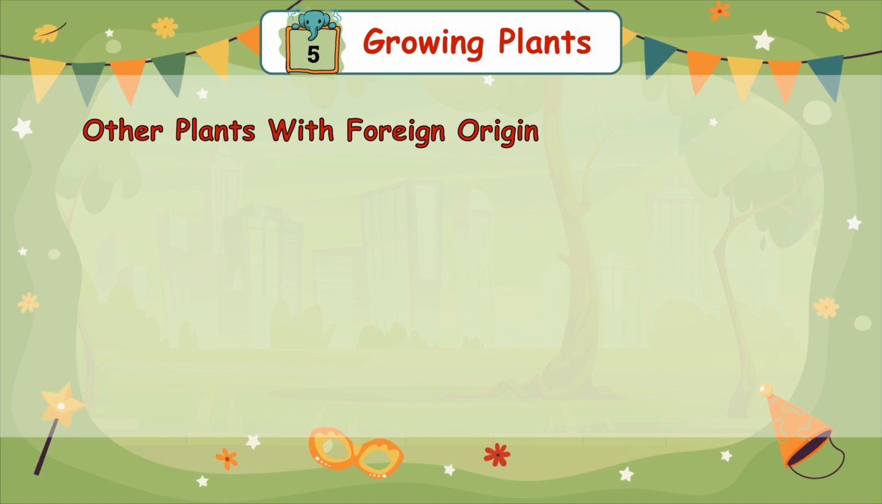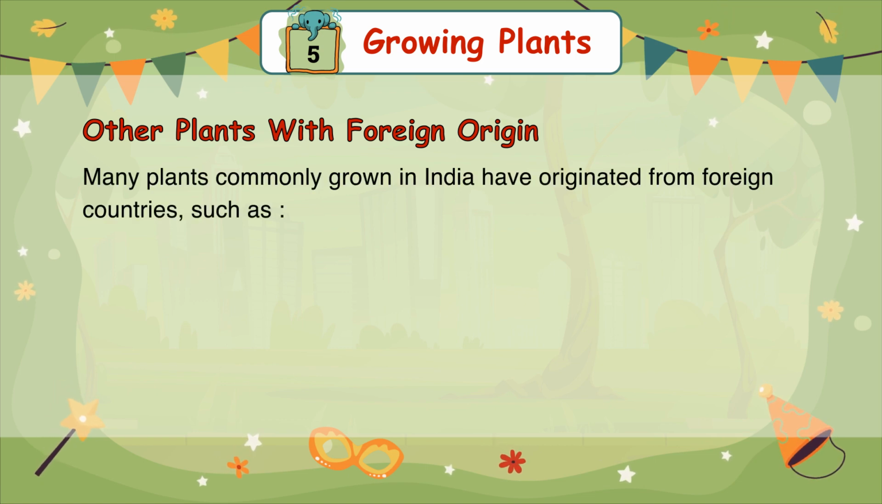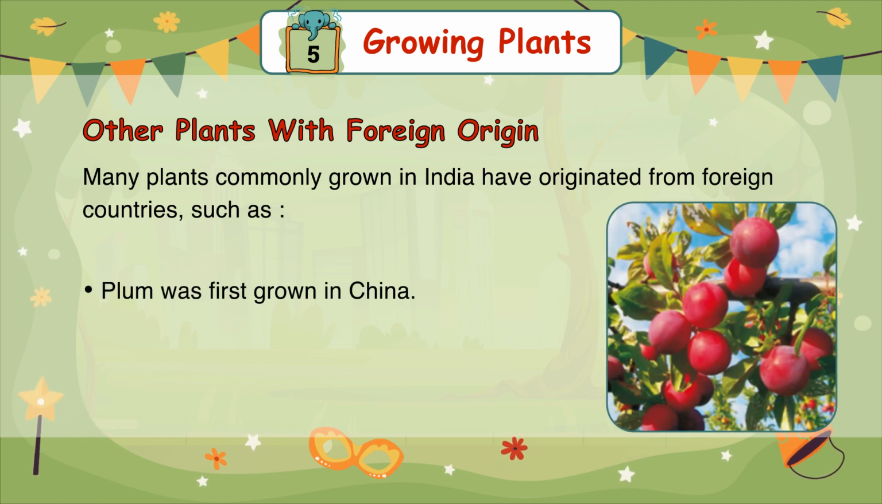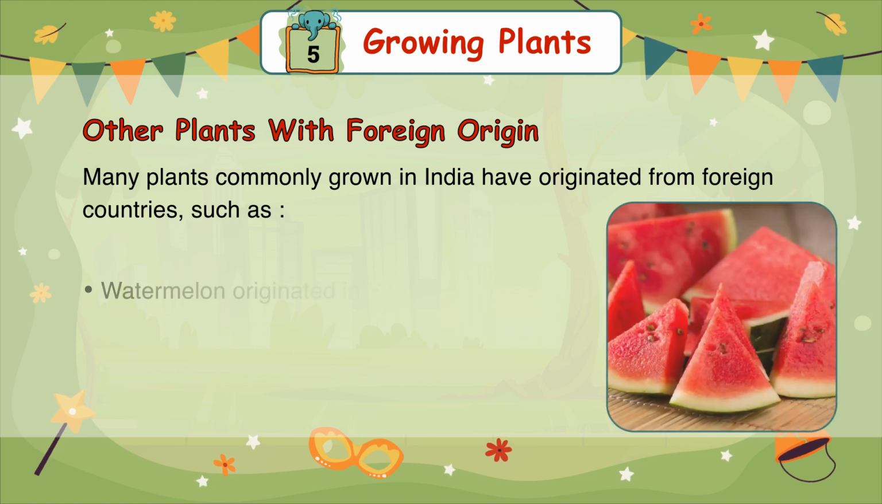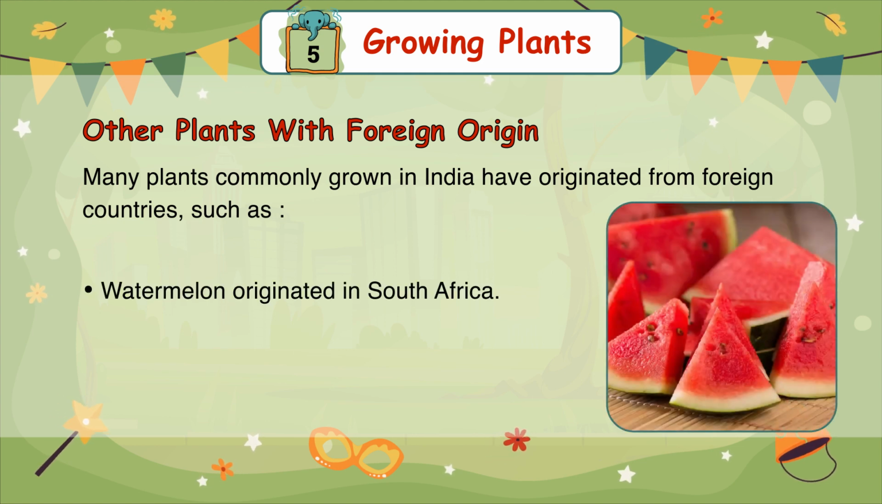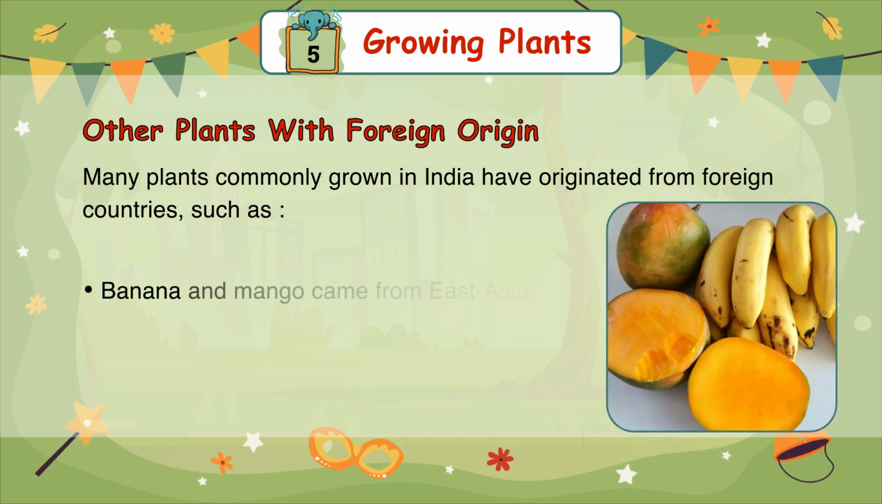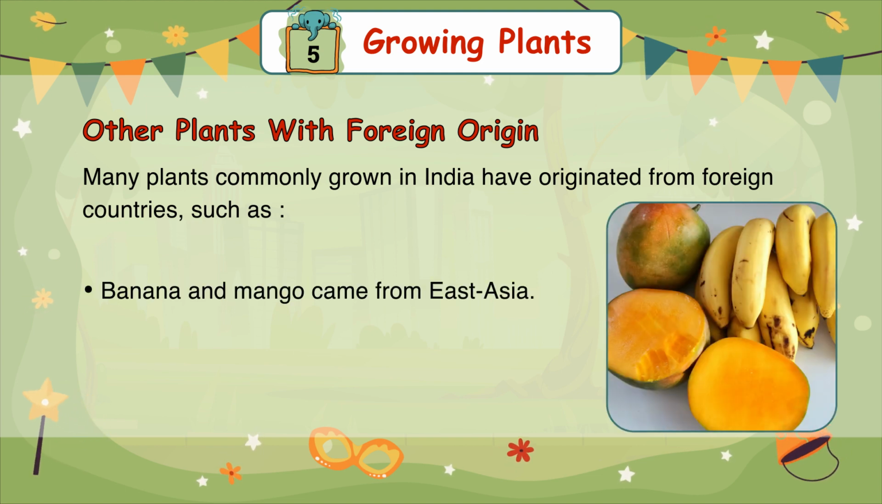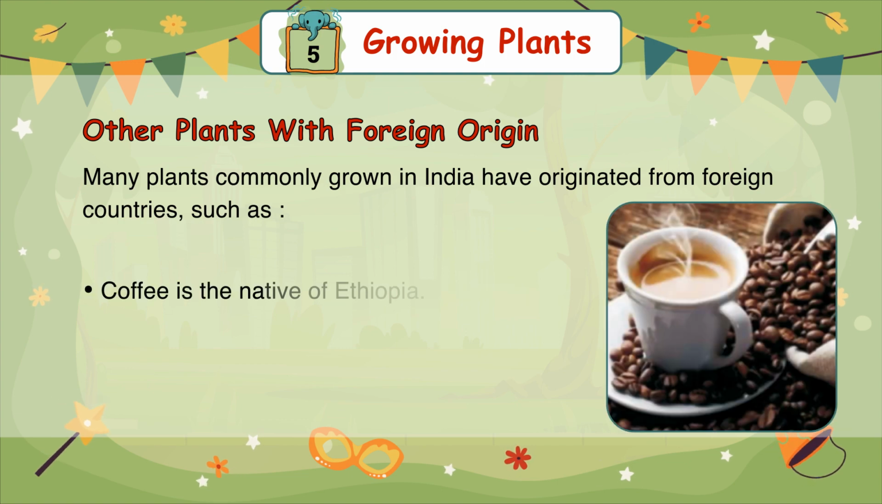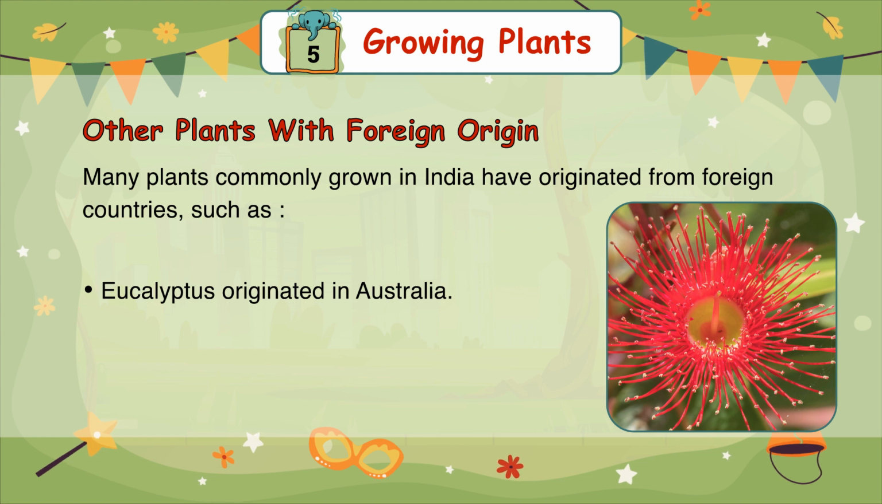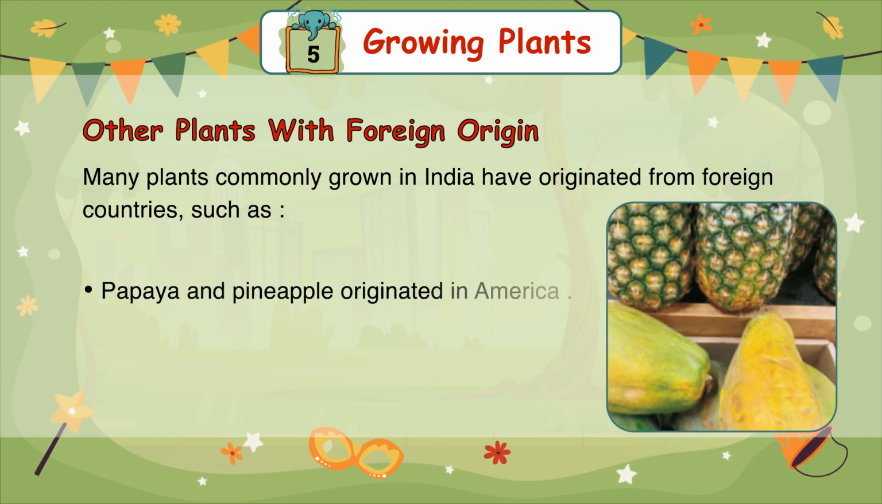Other plants with foreign origin. Many plants commonly grown in India have originated from foreign countries, such as plum was first grown in China, watermelon originated in South Africa, onion originated in Egypt, banana and mango came from East Asia, coffee is the native of Ethiopia, eucalyptus originated in Australia, papaya and pineapple originated in America.